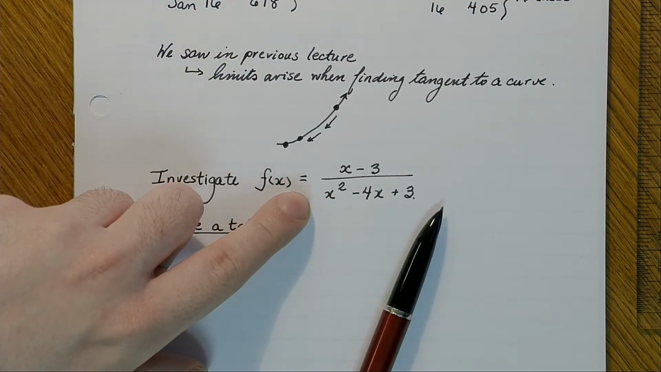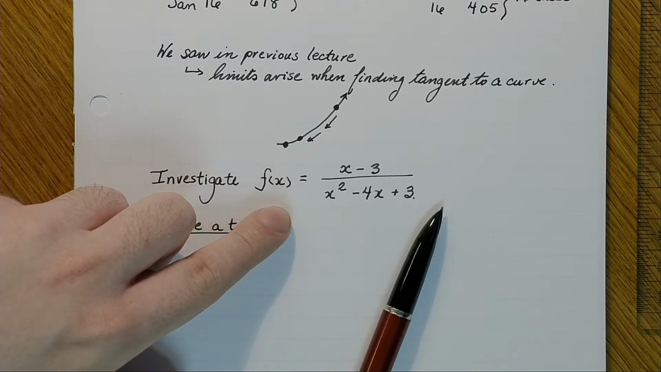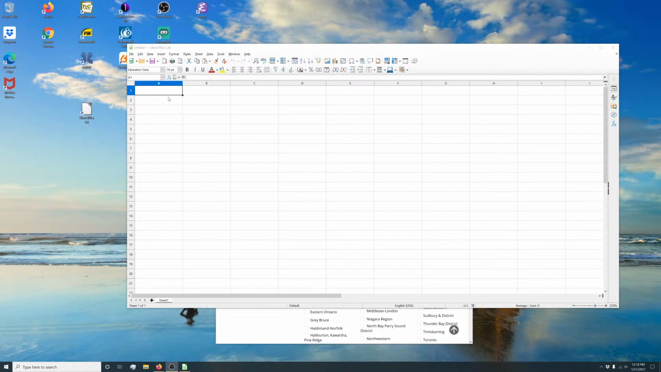So we're going to try this function: x minus 3 over x squared minus 4x plus 3. What we're going to do is consider it when x is less than 3. And we're also going to look at the other side, x greater than 3. Okay, so here is our f of x. And I'm going to type in 2.5. And we're going to do the function.